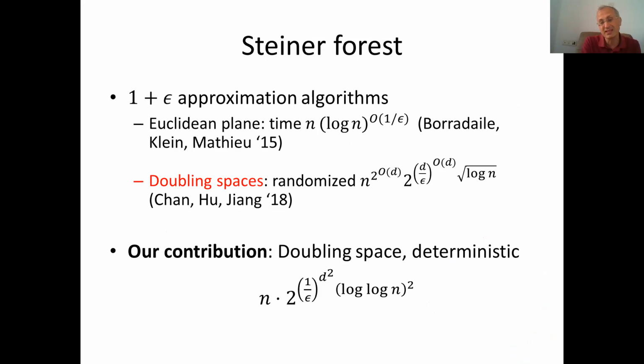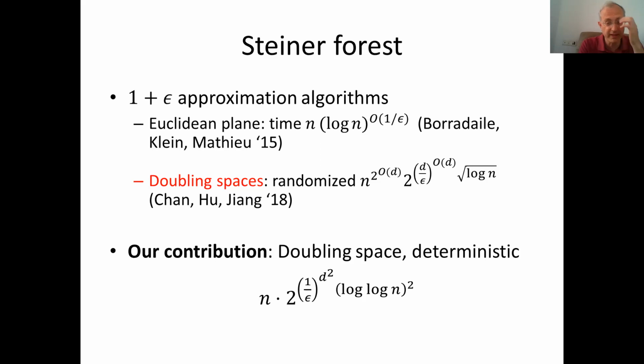And our contribution is, again, in doubling spaces, we give a deterministic algorithm whose runtime is in some ways nearly linear. It has a linear dependence on n, then afterwards a doubly exponential dependence on the doubling dimension squared, and also an exponential dependence on log n.